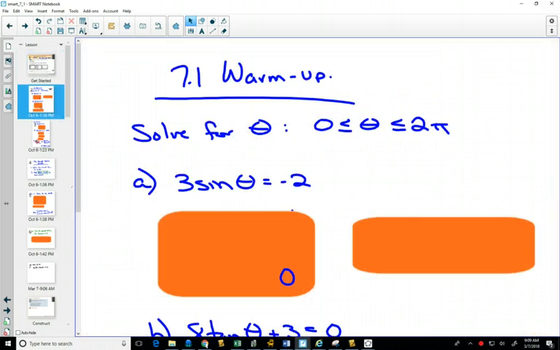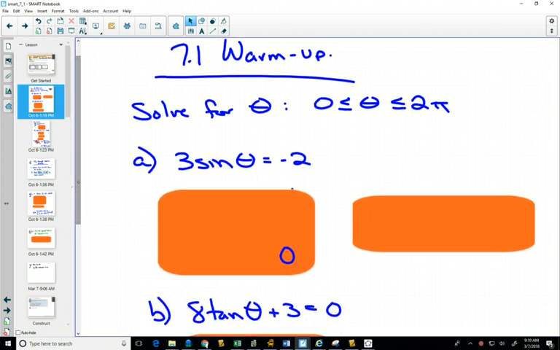So, first of all, here's our warm-up. We're going to solve in radians between 0 and 2 pi. 3 sine theta equals -2. And I'll give you a head start for this one. I'll slide it down here. So if you get ahead far enough, you can start part B already.